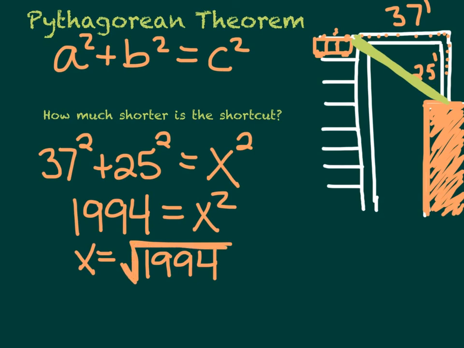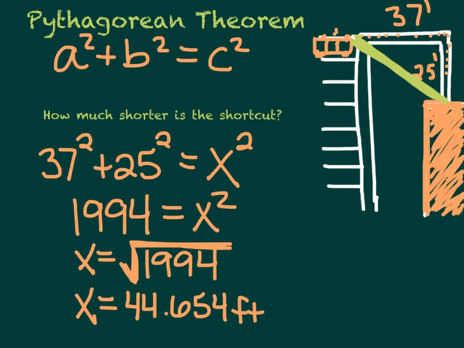And since this is a real-world situation, we don't really want to give our answer in simplified radicals. We want to give it in feet. So go ahead and punch it in your calculator and get 44.654 feet. All right. That's how long my shortcut is, 44.654 feet.